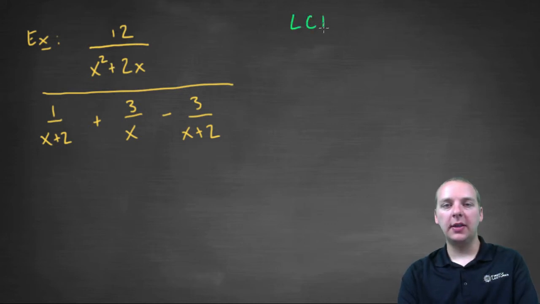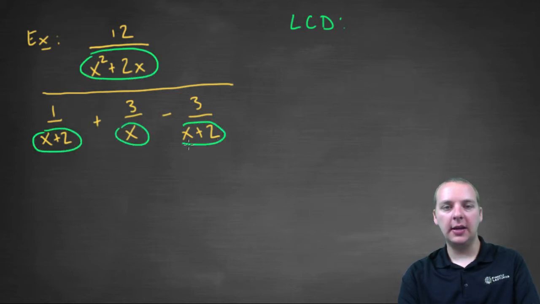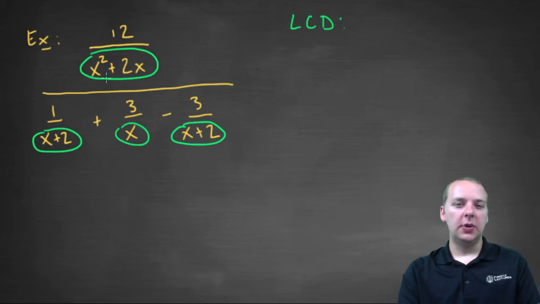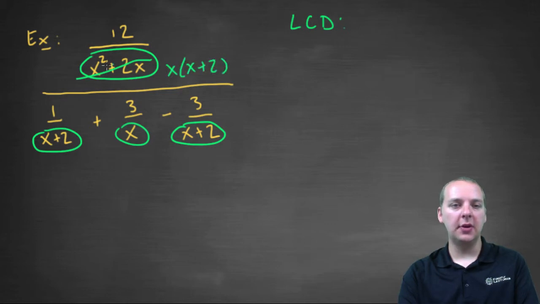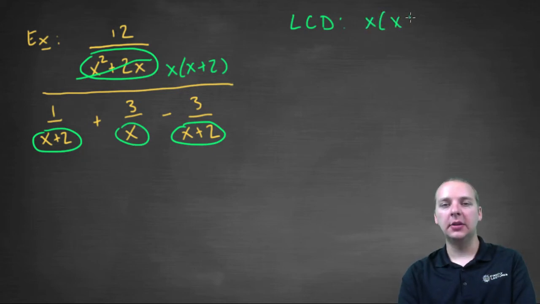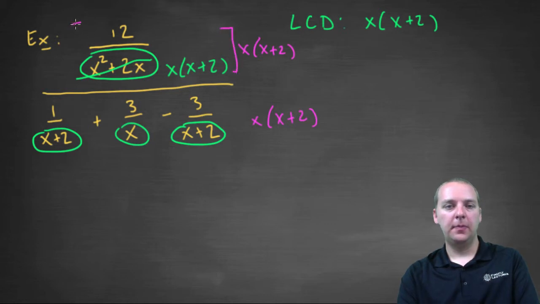So let's see if we can first off find the LCD. I've got this denominator and this denominator here. I noticed this one right here can be written as x times x plus 2. Notice you have a common factor of x with x squared plus 2x. So we've got x plus 2's and x's all over the place. I think our LCD would just be x times x plus 2. Let's multiply that LCD to the numerator and denominator. I'll write that in pink right here. Okay, multiply that to the numerator and denominator.